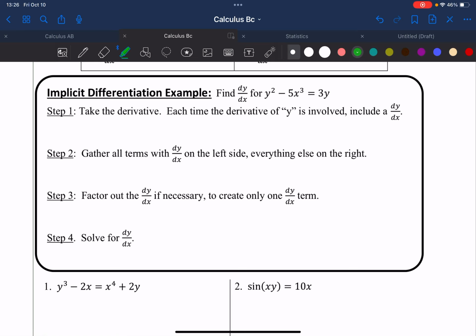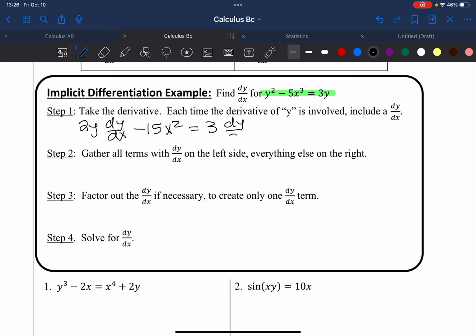Here it's going to give us the steps in order to solve for dy/dx. Given this equation, y squared minus 5x cubed equals 3y, it wants us to take the derivative in terms of y. And every time we do that, we are going to write dy/dx. So we have 2y dy/dx minus 15x squared. Notice we don't write anything there because it doesn't have a y, is equal to 3 dy/dx.